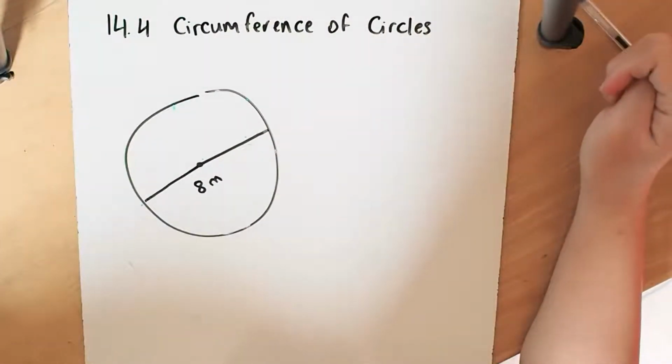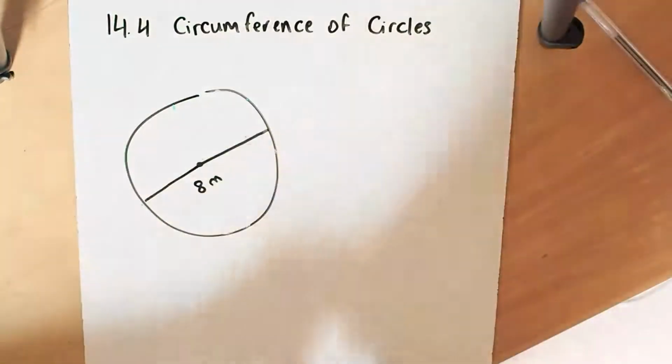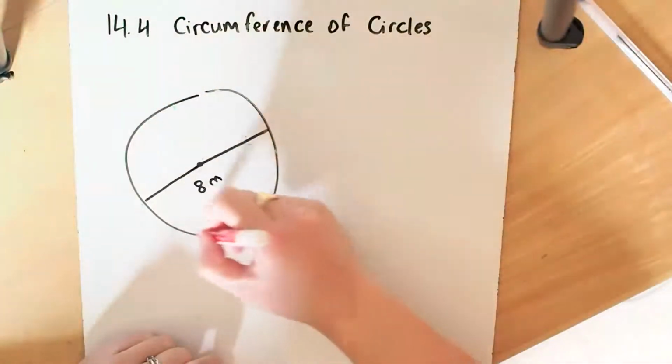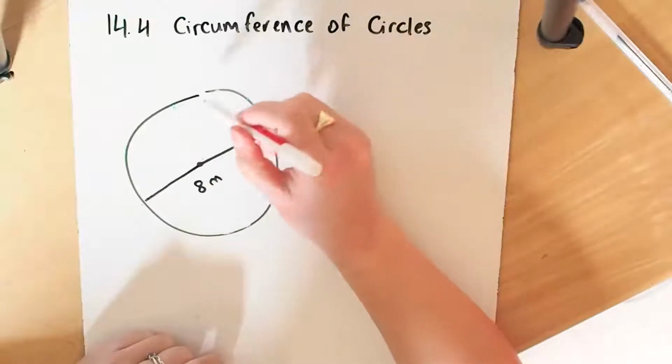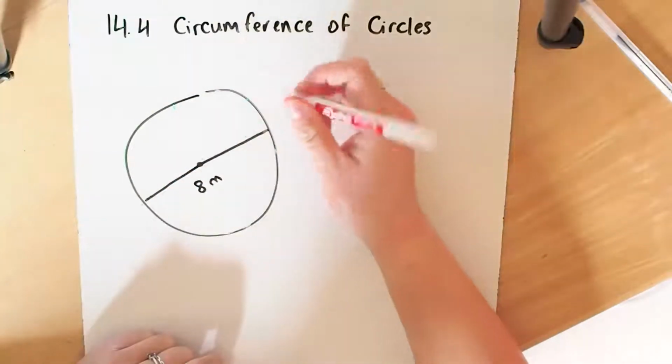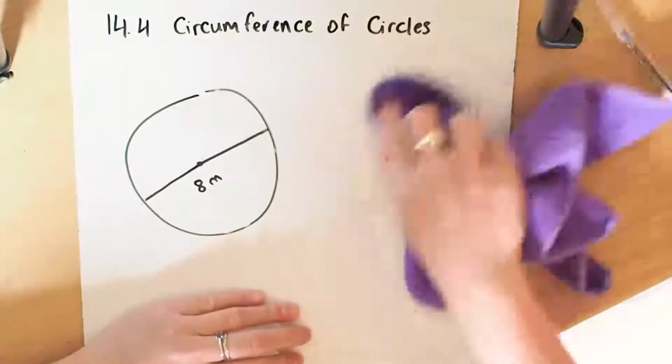The circumference of a circle is the distance all the way around the outside of the circle. If I were to lay a string around the outside of this circle, I would be finding the length of that string. There's a number now you're going to have to memorize.